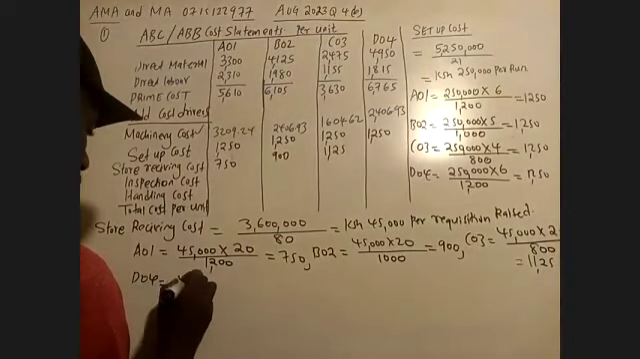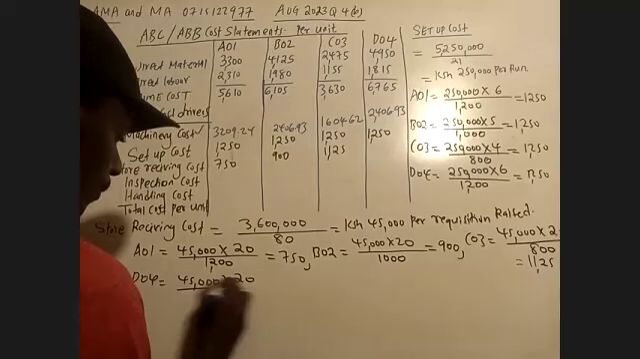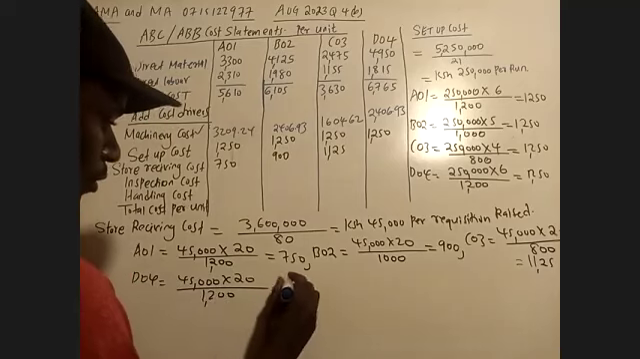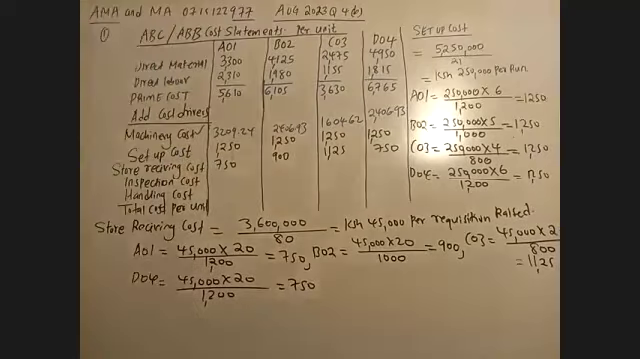D04. Cost per requisition 45,000. How many requisitions do we have? 20. Number of units 1,200. Cost 750, same. That one will be the same.